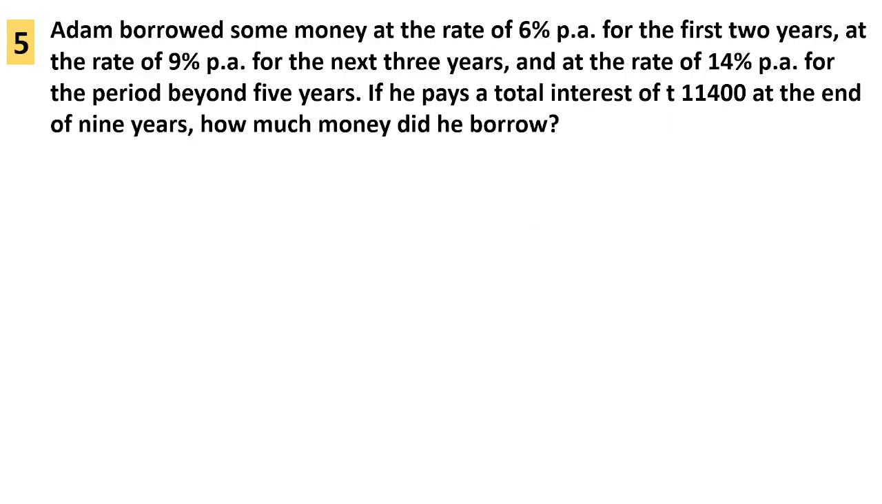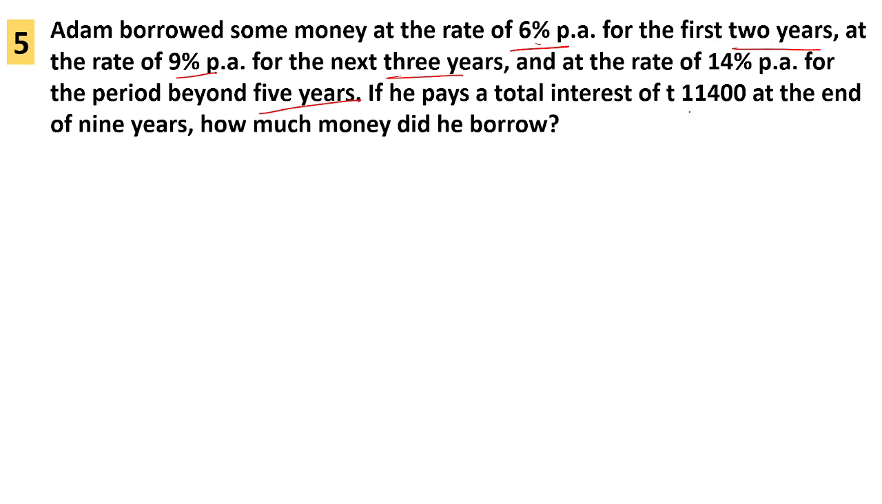This one is the bigger one but easy. Don't think this one is so big, how can I solve it? They just mention too many words, but we only want to get the given data. You can easily see: Adam borrowed some money at the rate of 6% for the first 2 years. Then they mention R2 as 9% for the next 3 years, and a rate of 14% for the period beyond 5 years.